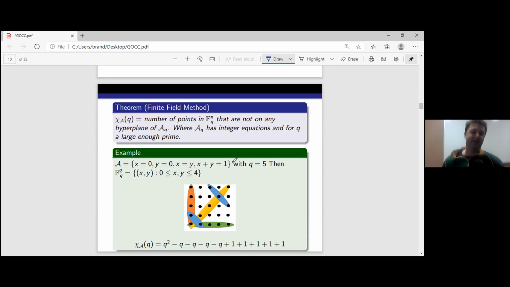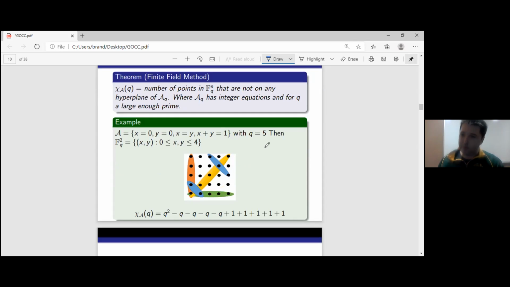So you let your chromatic polynomial of a hyperplane arrangement be the number of points in F_q^n that are not on any hyperplane of A_q, where A_q has integer equations and q is a large enough prime. Okay, we need q to be a large enough prime sometimes, because otherwise we're going to lose information of our hyperplane arrangement.